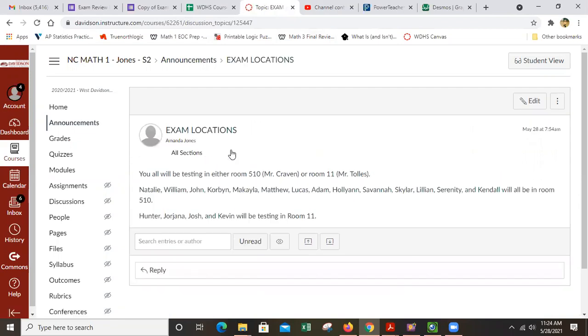Room 510 is Mr. Craven. It's the end of the hall on this side, my side of the hall at the very end. Natalie, William, John, Corbin, Michaela, Matthew, Lucas, Adam, Holly Ann, Savannah, Skylar, Lillian, Serenity, and Kendall will be in that room. Room 11 is Mr. Tolles. If you guys walk the hall, the little short nurse lady, Tolles' room is right across from that. Okay. Hunter, Georgiana, Josh, and Kevin will be in room 11.